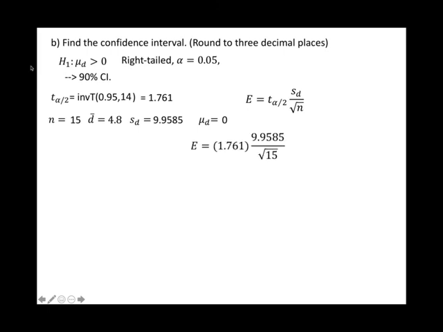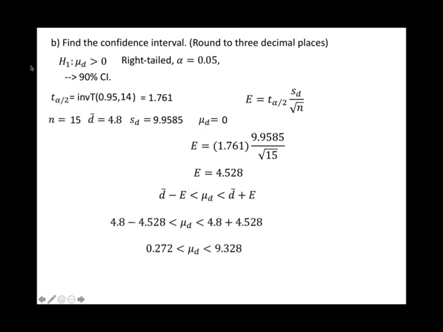Okay, plug into the formula. You should get a margin of error of 4.528. Construct the confidence interval. You should get this. So that's it for section 9.3.